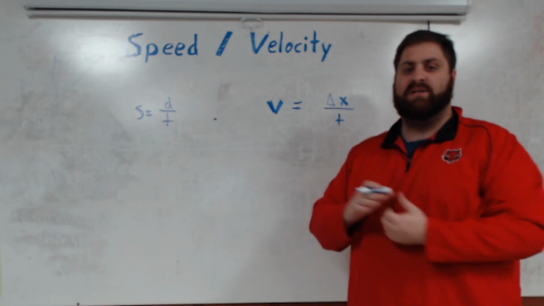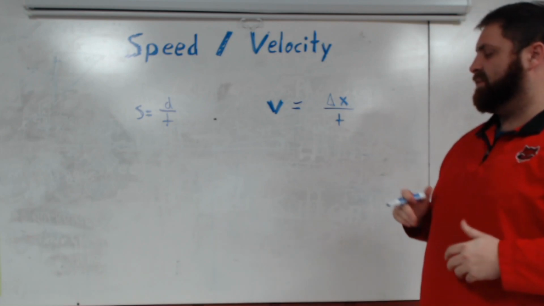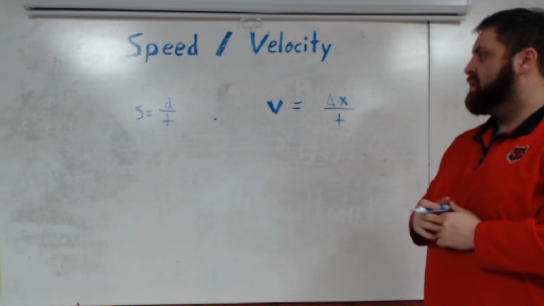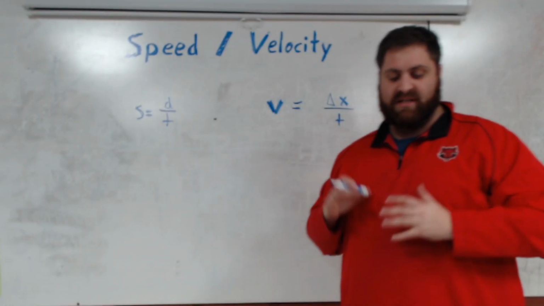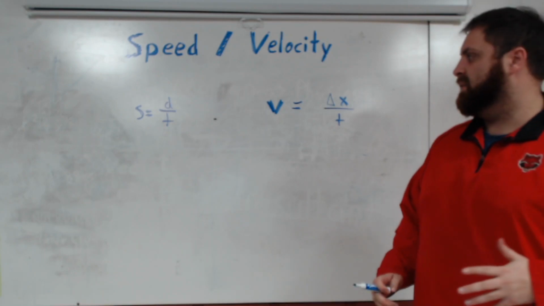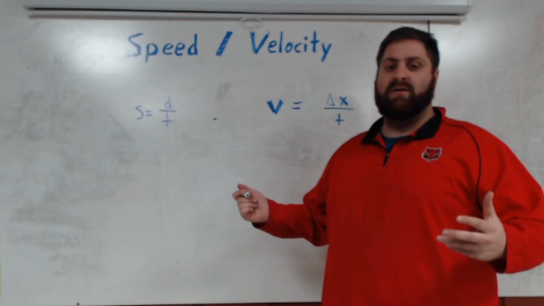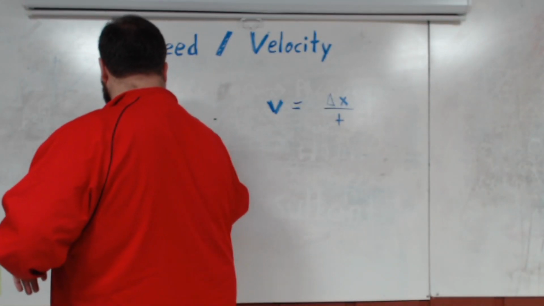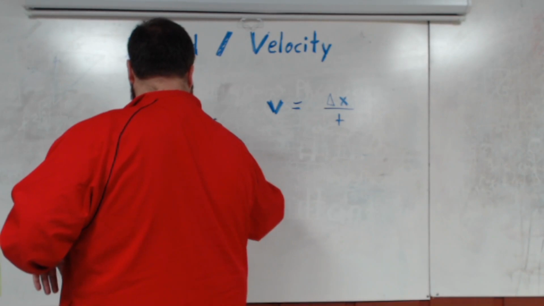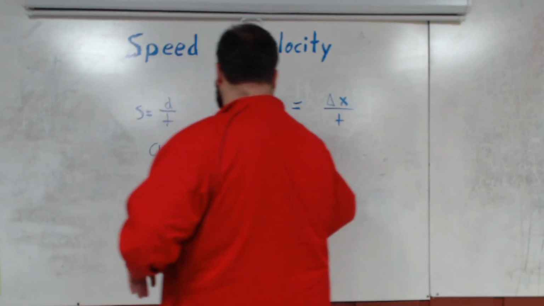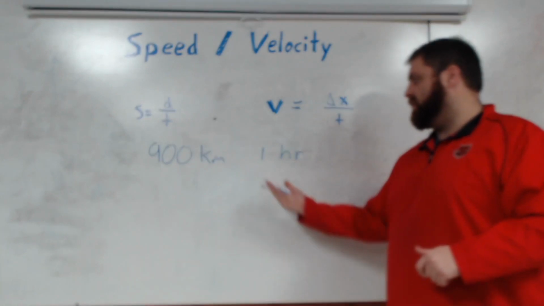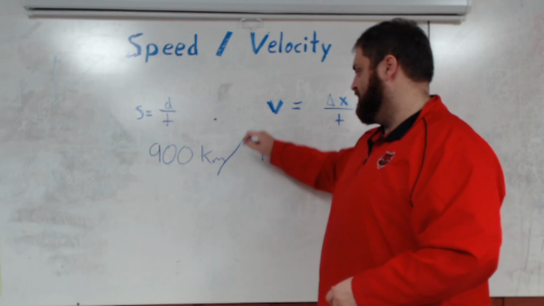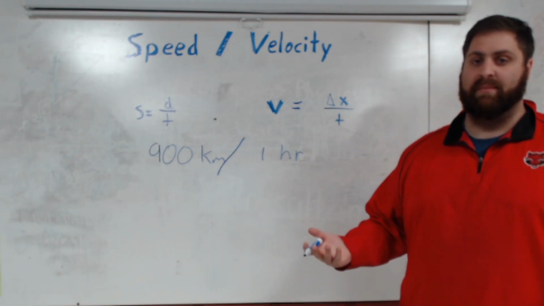All right, let's try an example for each of these so you guys have a way of seeing it. For speed, let's say that a plane travels 900 kilometers in 1 hour. So 900 km, and it took them 1 hour. What's the speed? Well, it is 900 divided by 1. That's 900 kilometers per hour.